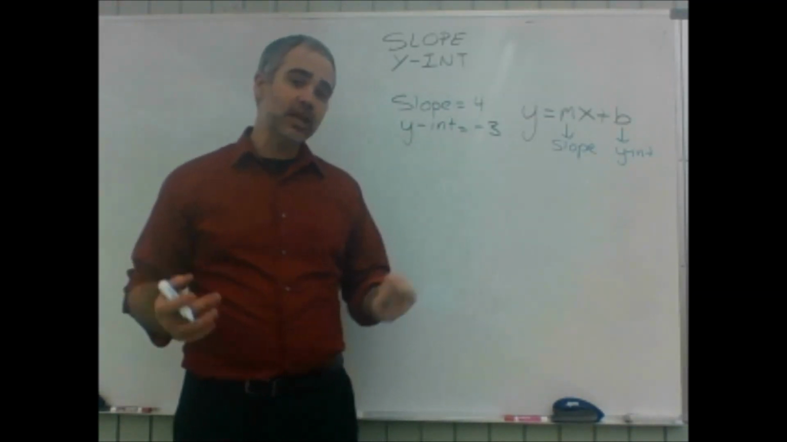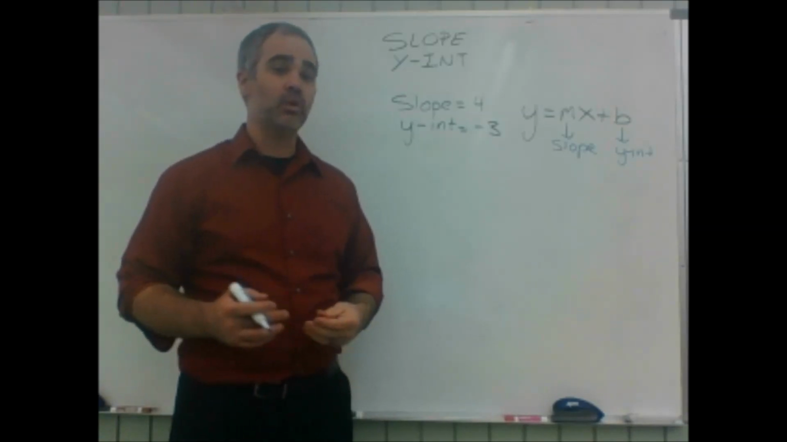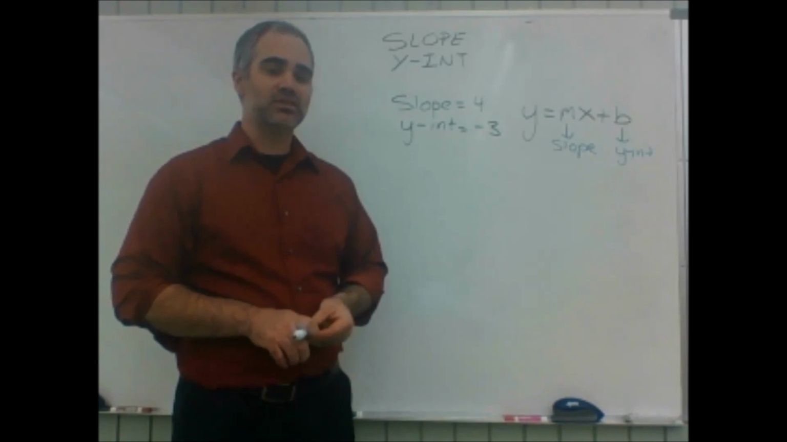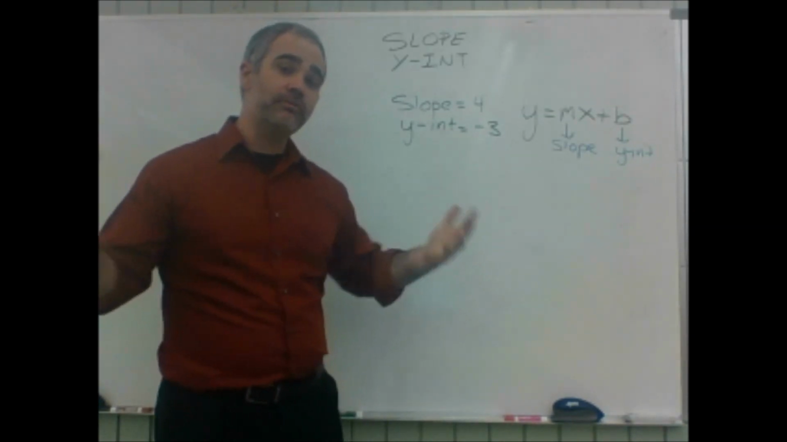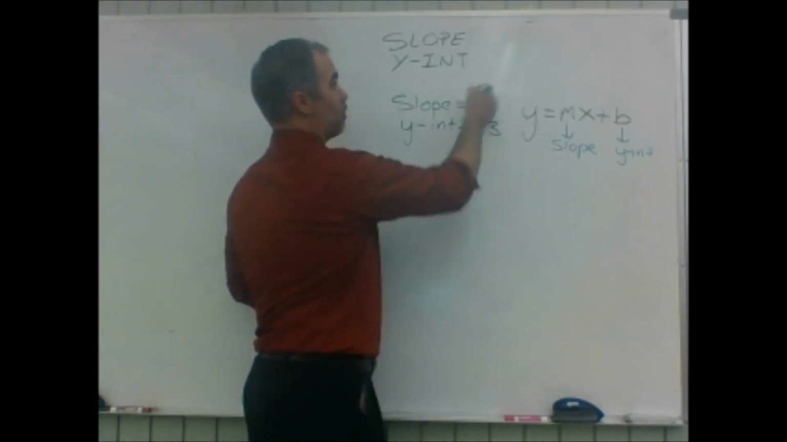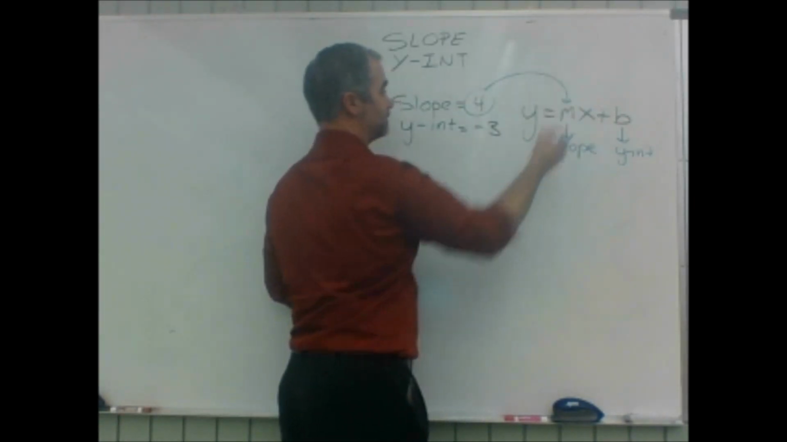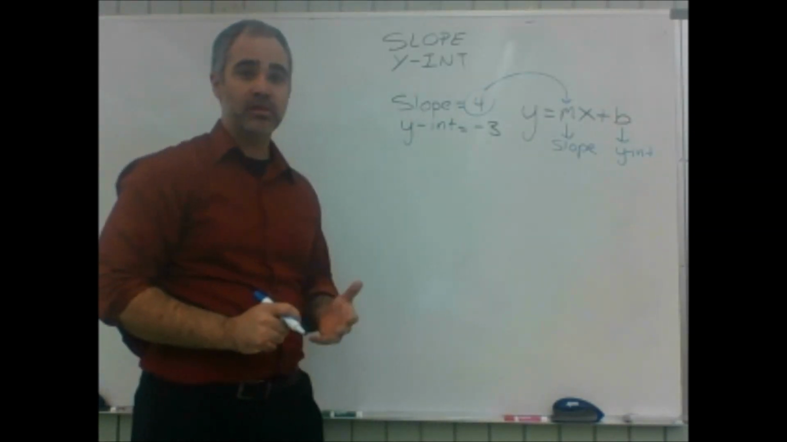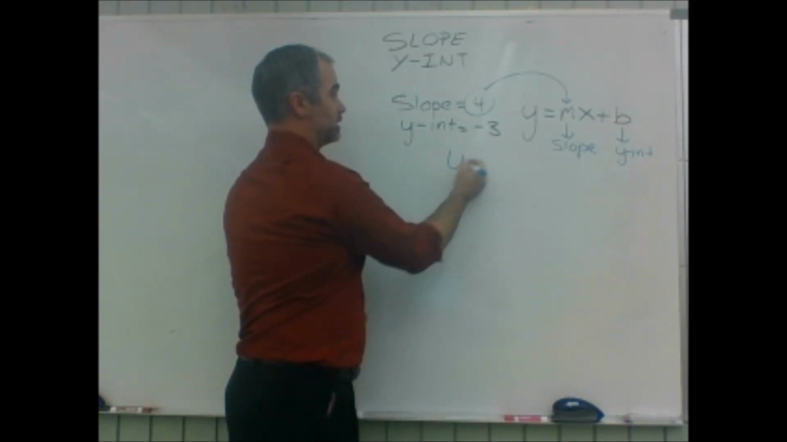This is such an easy kind of question that you're probably not going to see many questions like this on quizzes and tests, because it's just kind of a duh question. Do you know the very, very basics? So the answer to this one would be, well, the slope is 4, so I'm going to replace m with that. And the y-intercept is -3, so I'm going to replace b with that. So it would look like this.